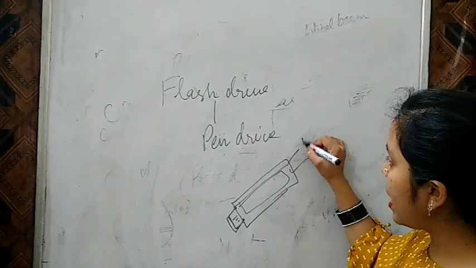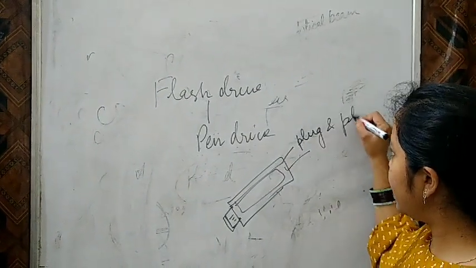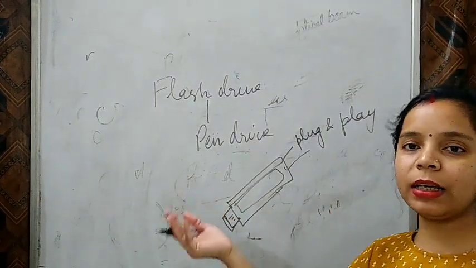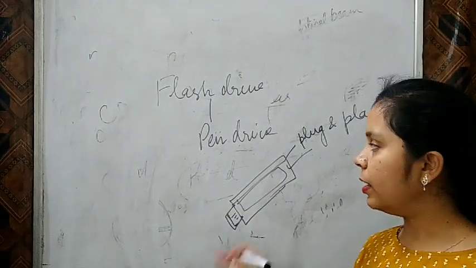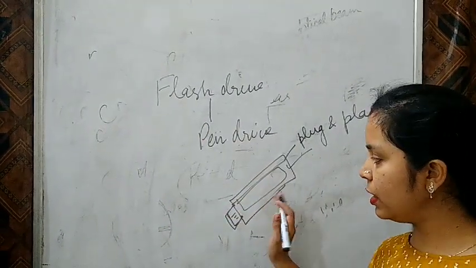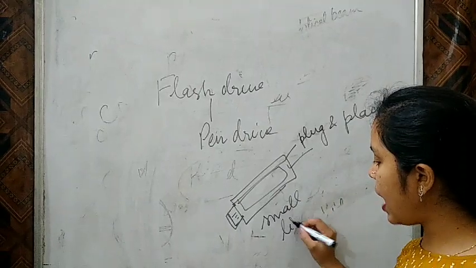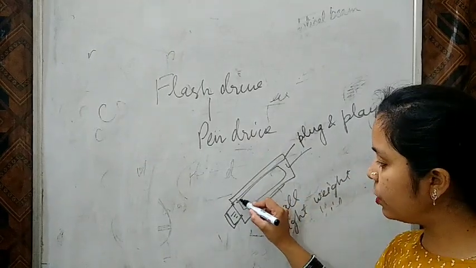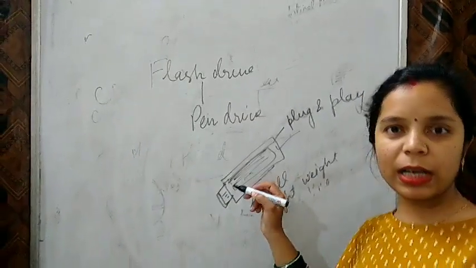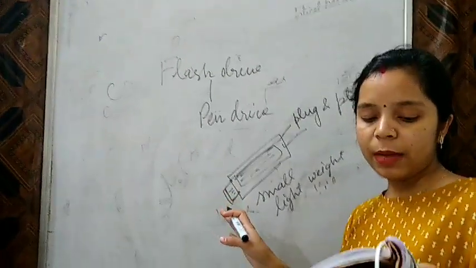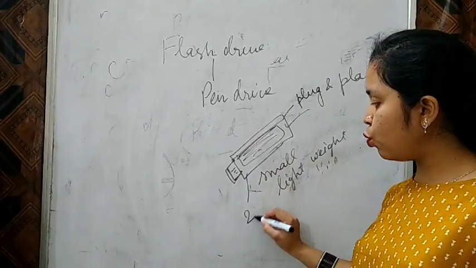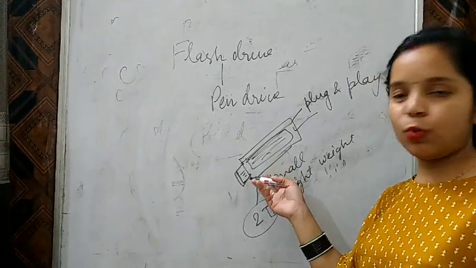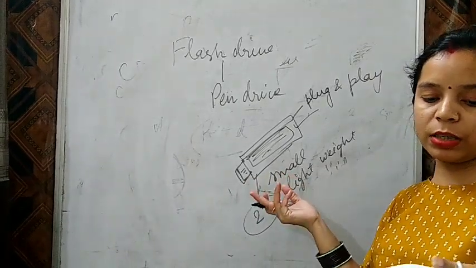It is also called a plug and play device. Plug and play means you can easily insert it and use it, and then take it out and carry it from one place to another. This flash drive is very small in size, very lightweight, a removable and rewritable device, which means you can delete data, store data, and change the data in the pen drive anytime. It can store 2 TB of data, and it is most commonly used. You all might have used this pen drive.